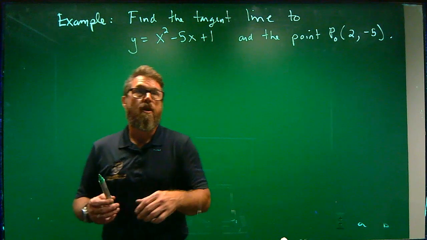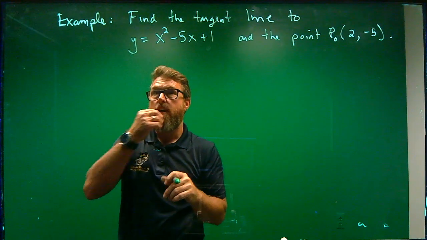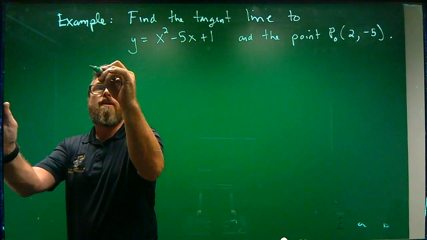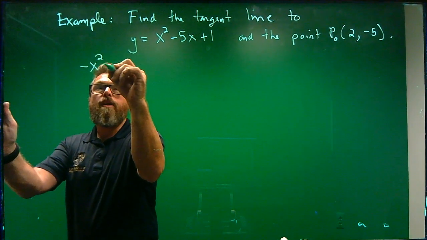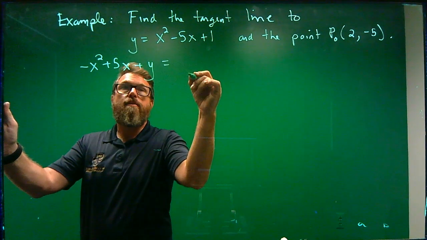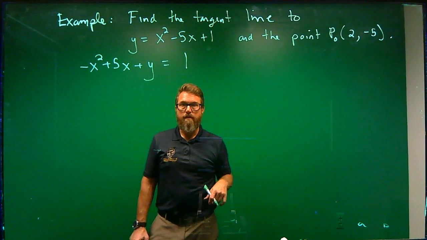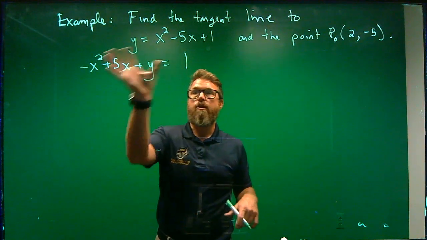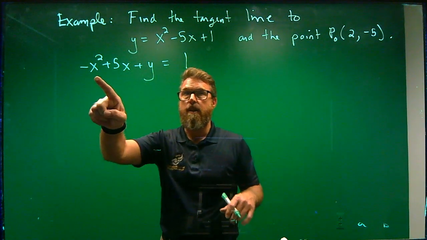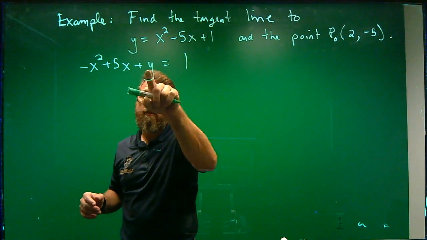So what you do is leave the constants on the right-hand side and put all the variables to the left. If I redo this, it's going to be negative x squared plus 5x plus y is equal to 1. And it's kind of your choice. You can do it this way, or if you don't like this to be positive, you can send it to the other side. This would be negative, this would be negative, this would be negative.